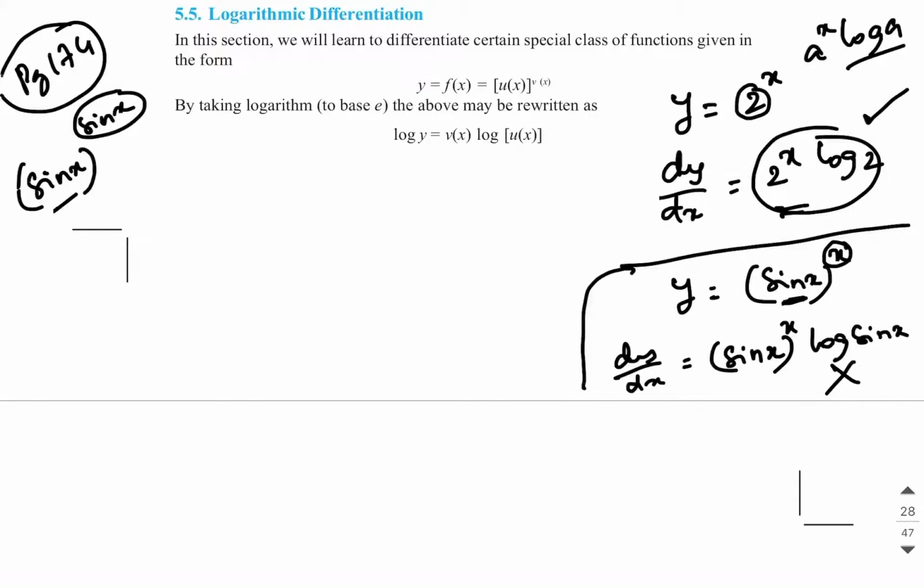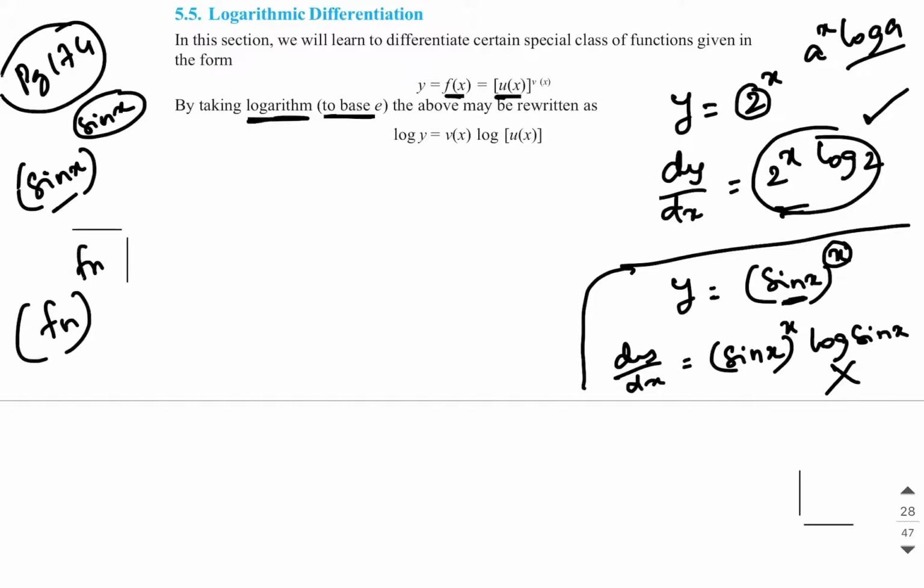So in this section we will learn to differentiate a certain special class of functions given in the form y is equal to f of x, which is u of x power v of x, where u of x is a function and v of x is another function. To put it in simple terms, if a function is raised to the power of another function, the first thing that needs to come to your mind is taking logarithm on both the sides. Always remember to take it to the base e. By default it is base e.